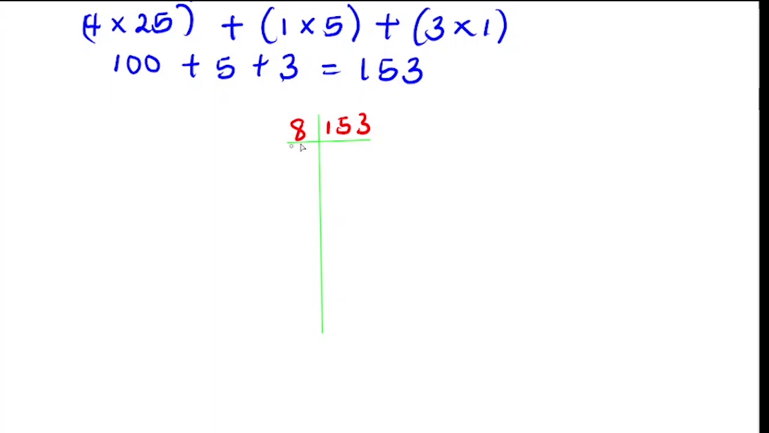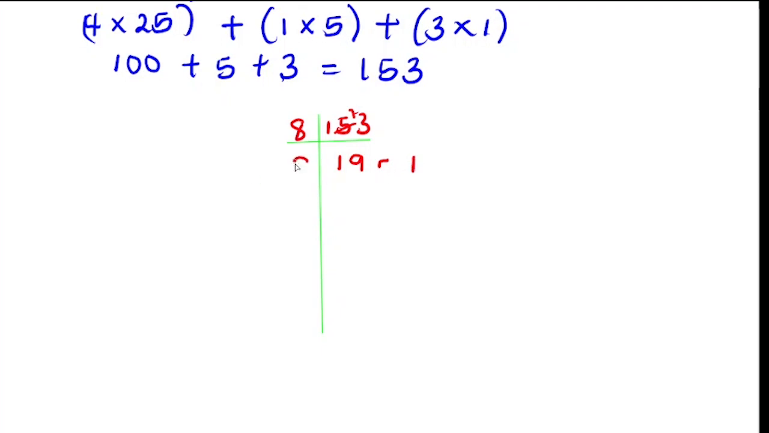So we start by saying 8 goes in 153. It's quite big, so I'm going to say 8 goes in 15 first. 8 goes in 15 once, but I have a remainder of 7. I give that remainder to 3, and it is 73. 8 goes in 73 9 times, because I remember 8 times 9 is 72. So I write my 9 and I write my remainder of 1.